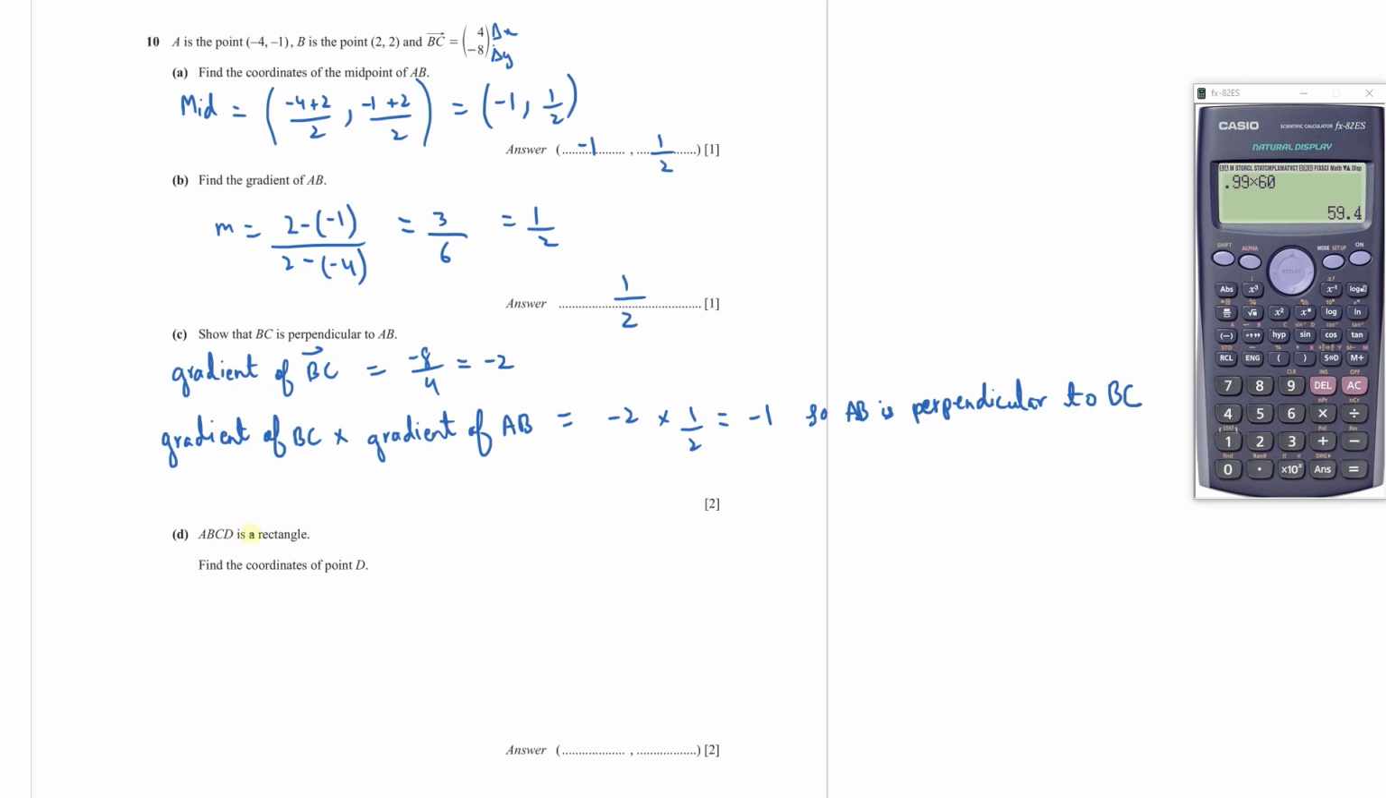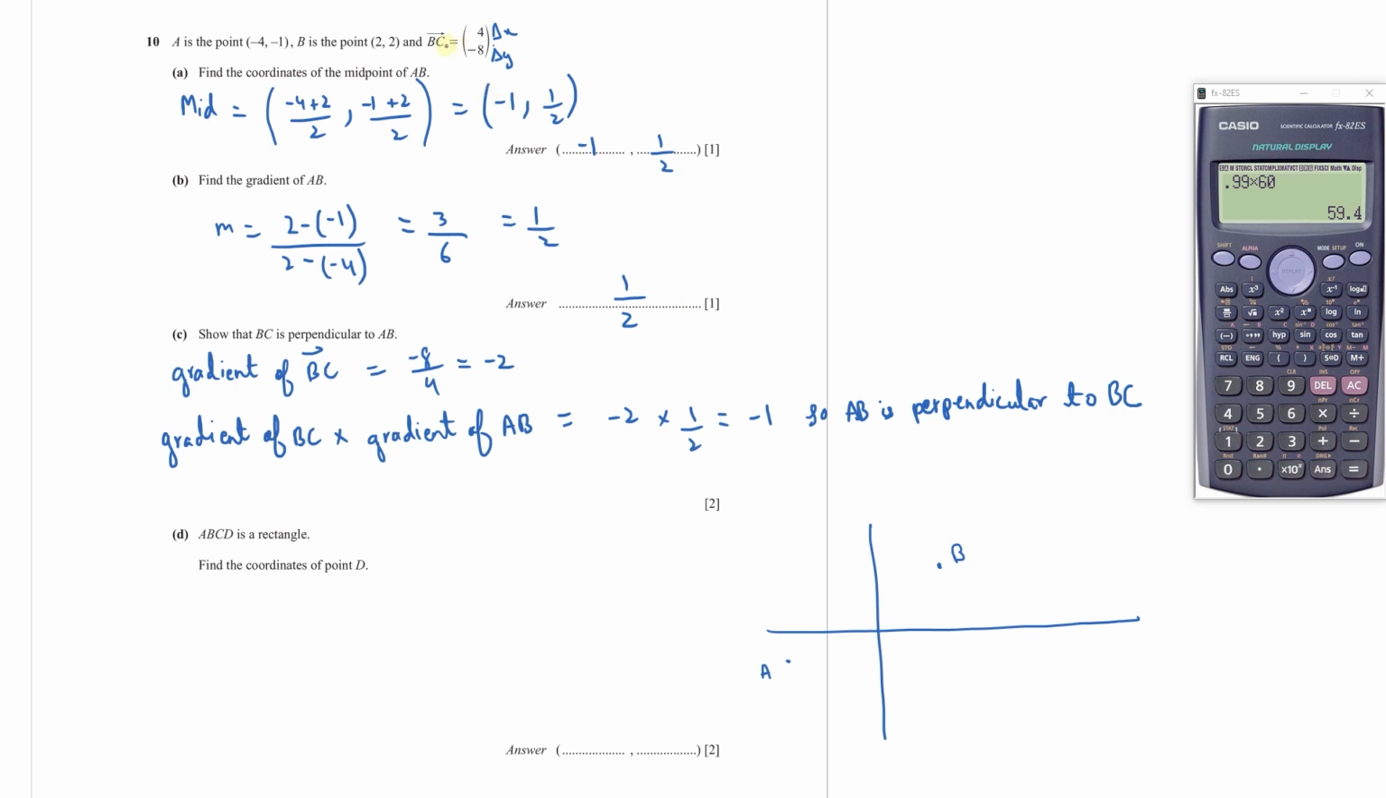Part D is ABCD is a rectangle. Find the coordinates of point D. So you're given vector BC and you're given the point A. So let's quickly sketch this rectangle here. So A is a point -4, -1, will be somewhere here, A. B is 2, 2. So 2, 2 will be somewhere here.